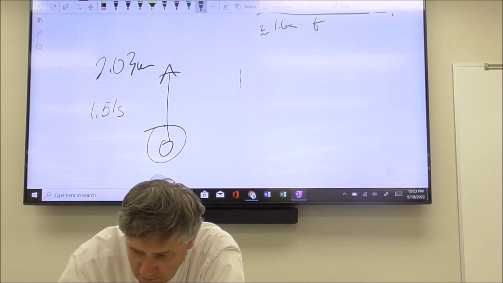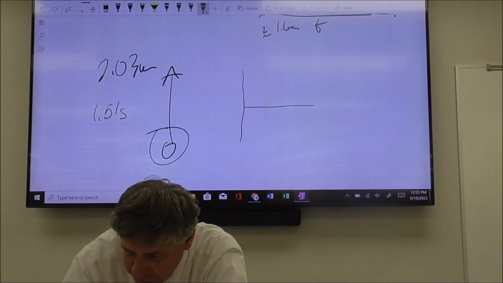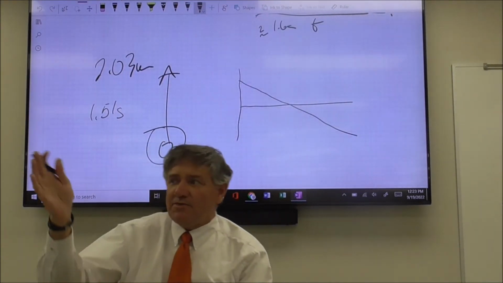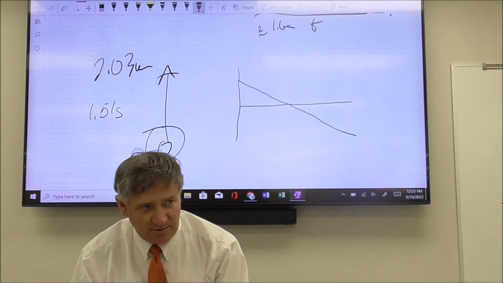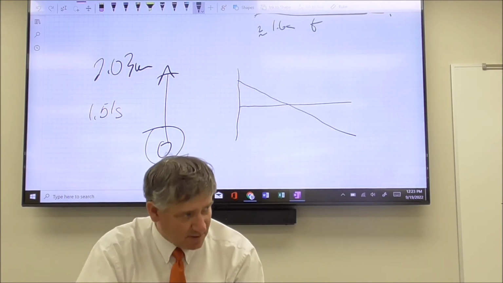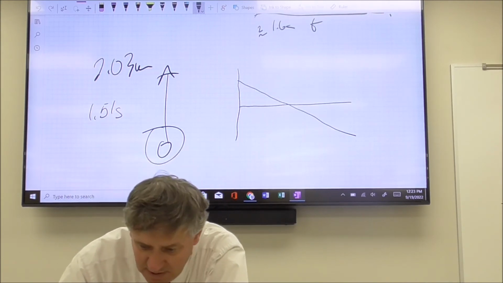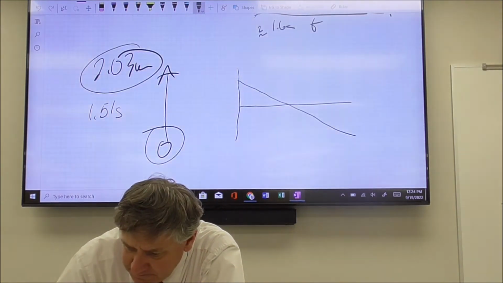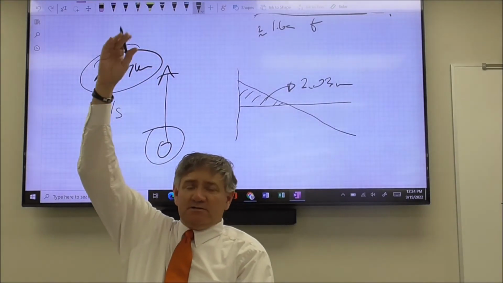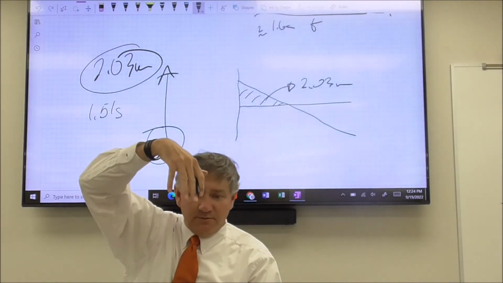So what I would recommend, there's 2 options that you can do. You know this is what your velocity time graph is going to look like, okay? You're trying to find the velocity of that ball when it bounces off the floor. So if I'm Topher, I'm going to sit there and go, well, I know that area is 2.03 meters because that's how high the ball bounced. So I know the area underneath that triangle.